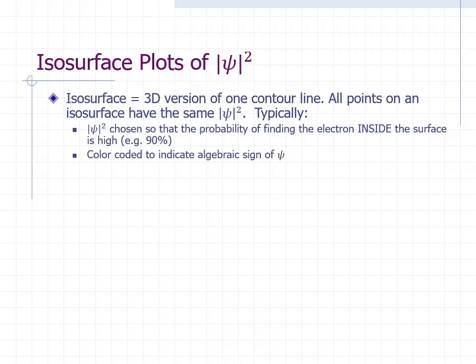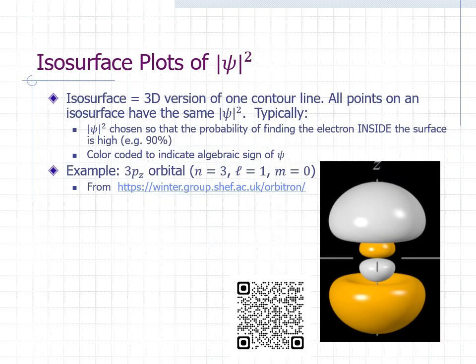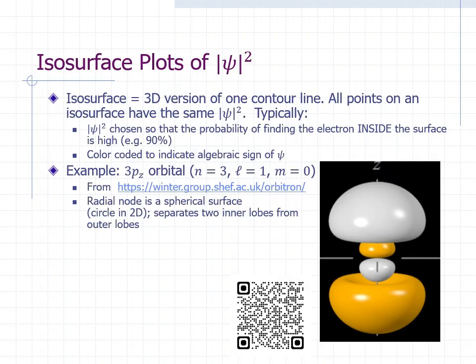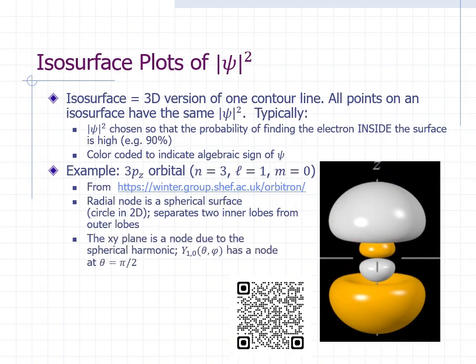Here's an example of an isosurface for the 3pz orbital. Quantum number n equals 3, l equals 1, and m equals 0. This screenshot was obtained from the Orbitron website. The color coding makes it easy to identify the radial node here. The radial node is a spherical surface. Here it separates the two inner lobes from the outer lobes. For l equals 1 and m equals 0, the spherical harmonic has a node at theta equals pi over 2, which is the xy plane.